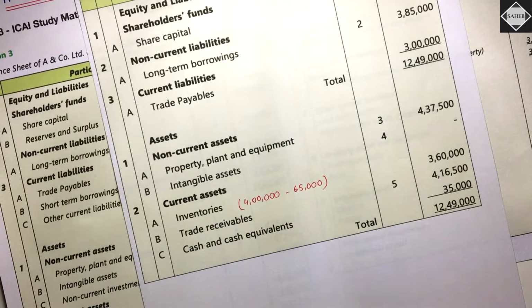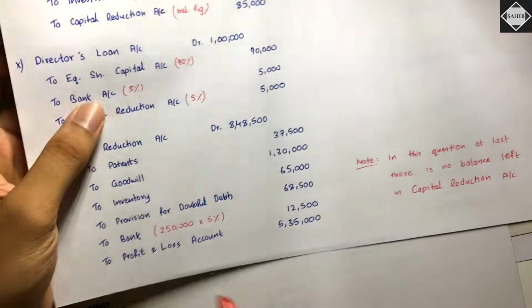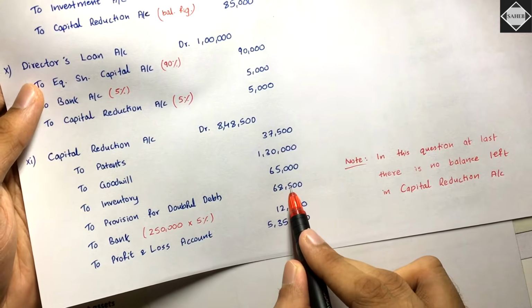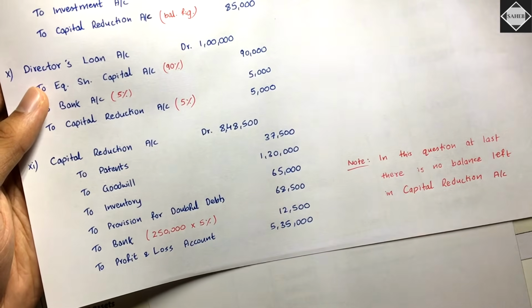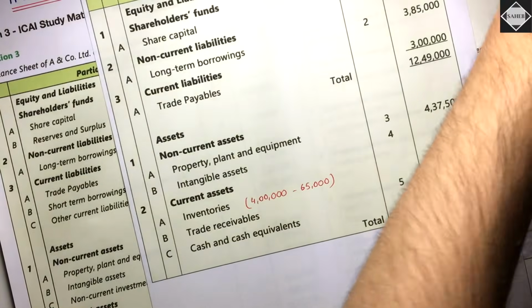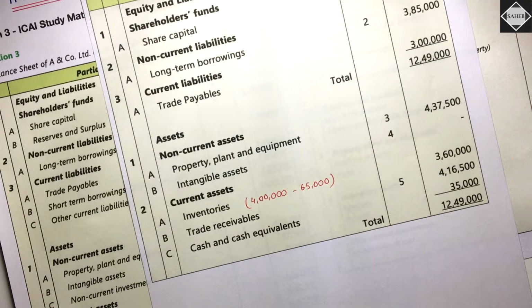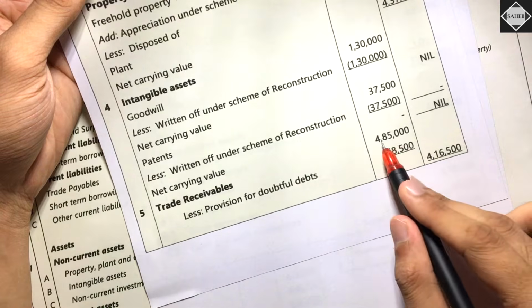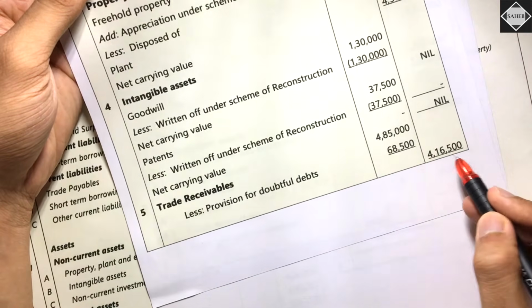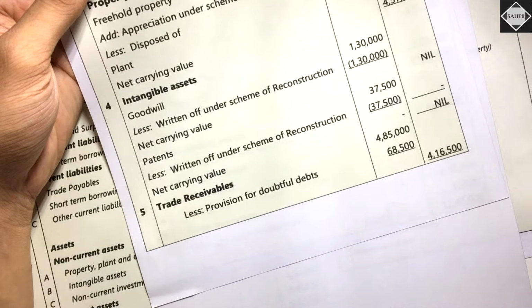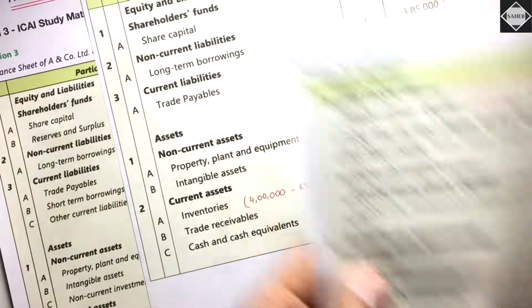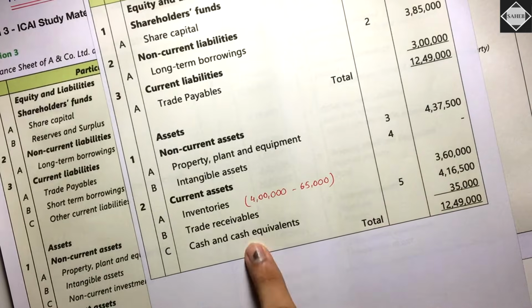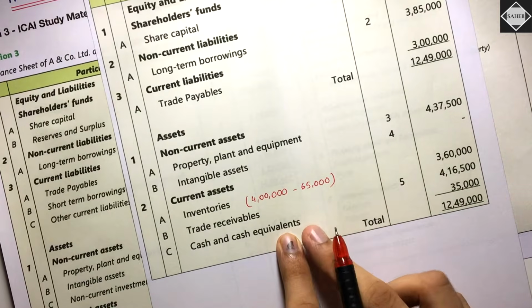Okay. And then trade receivables. In trade receivables, what happened? Note number 5. You all know we have created a provision over there, right? See here, we have created a provision of how much? Of 68,500. So we have to display it in the notes to account properly as a deduction from the trade receivables, right? See here, trade receivables less provision for doubtful debts, 68,500. 4,85,000 minus 68,500 is equal to 4,16,500. Okay, so this is the trade receivables figure, 4,16,500.